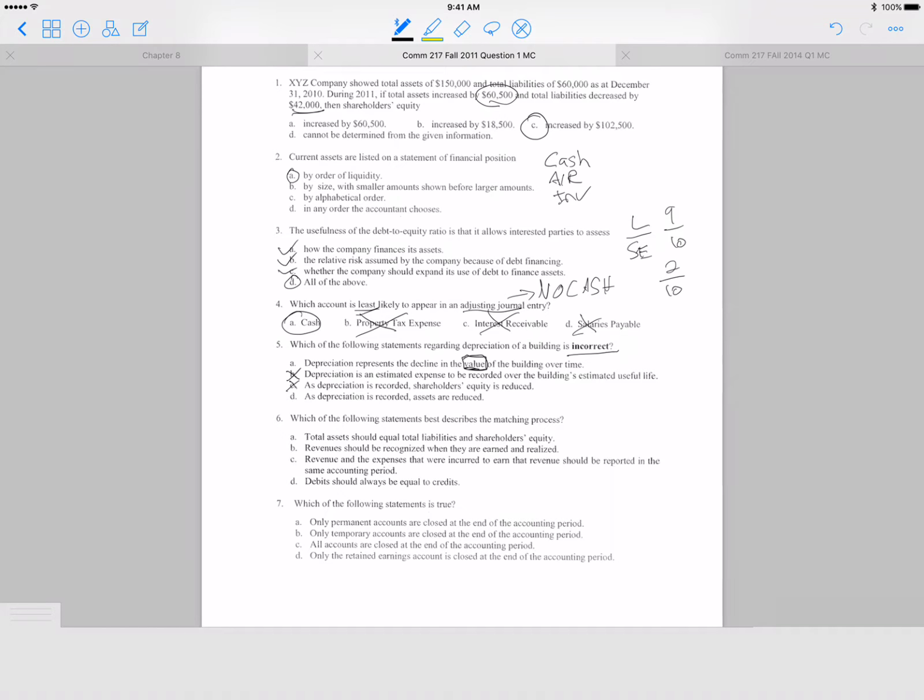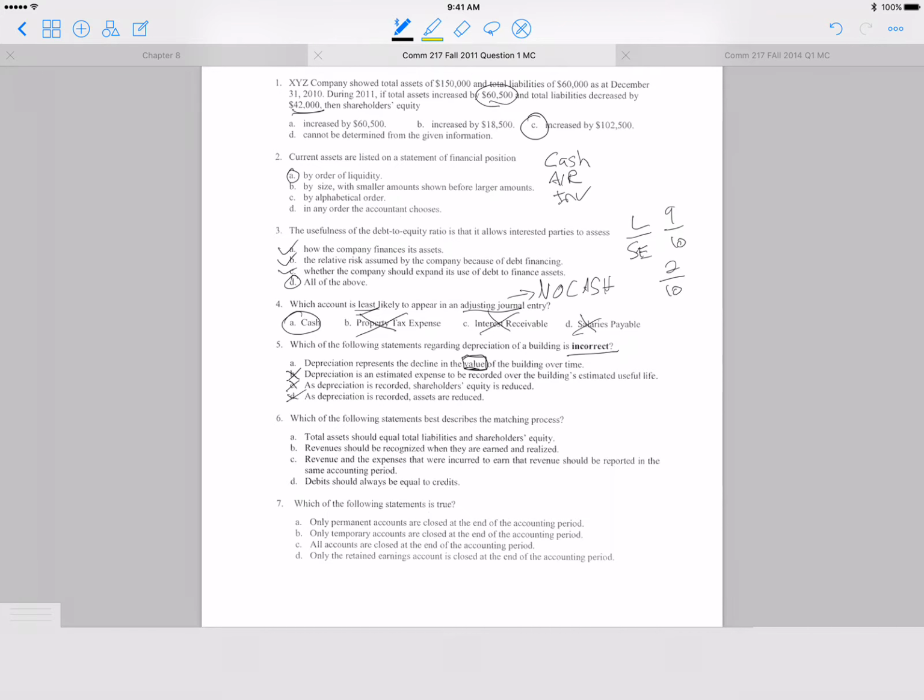And then D says, as depreciation is recorded, assets are reduced. And we know this is true because when you debit depreciation expense, you're crediting accumulated depreciation, which is a contra asset account, and that's actually subtracting from your long-term assets. So that is right as well.